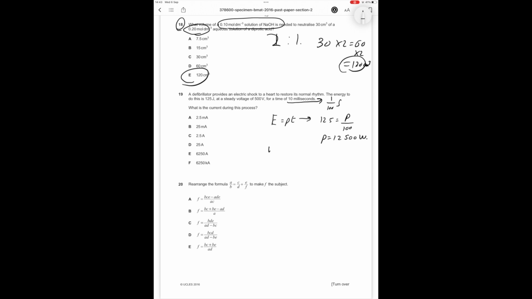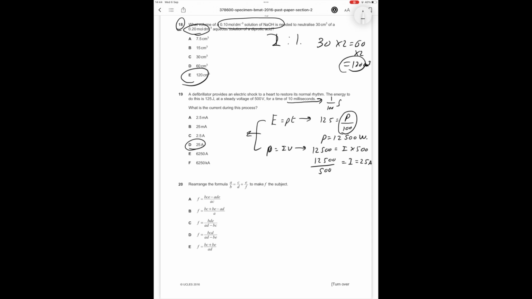And the second equation is that power is equal to current times voltage. So therefore 12,500 is equal to I times 500. 12,500 over 500 is equal to I. So we're essentially just doing 125 over 5 since the zeros cancel out, which is then going to be equal to 25 amps, which is answer option D. The main thing here is knowing the equations and converting milliseconds into seconds. Again, as always, working in fractions as I hammer away.